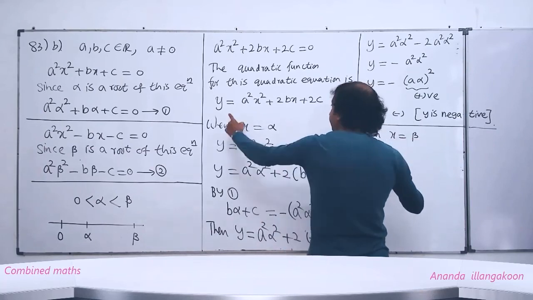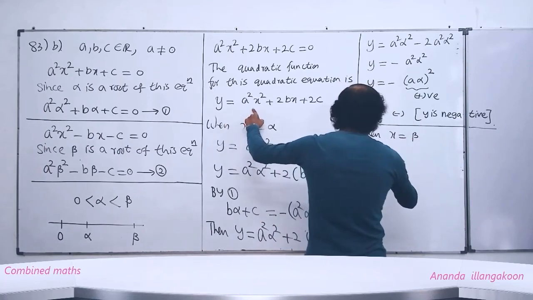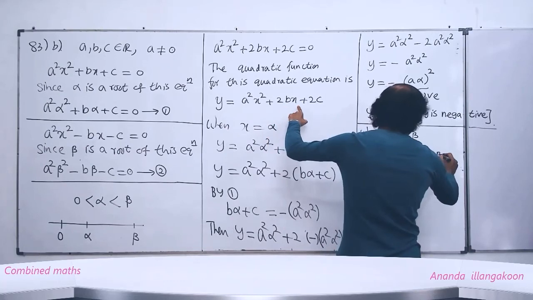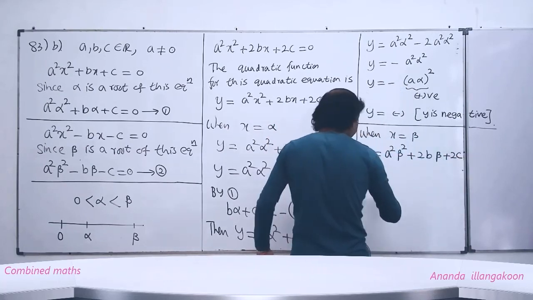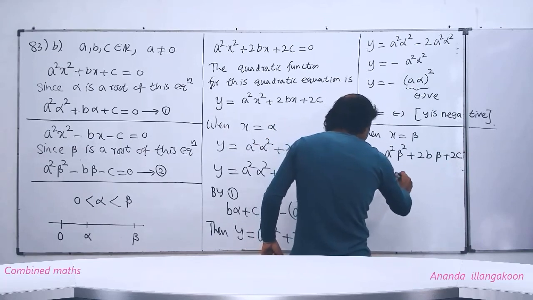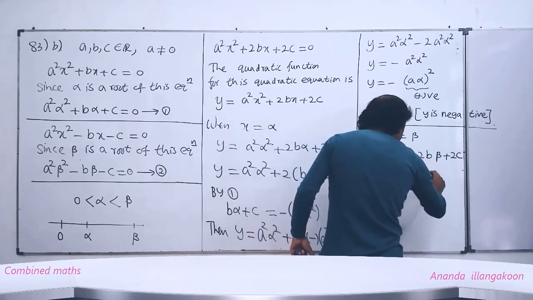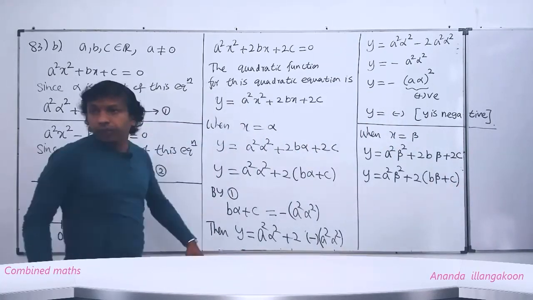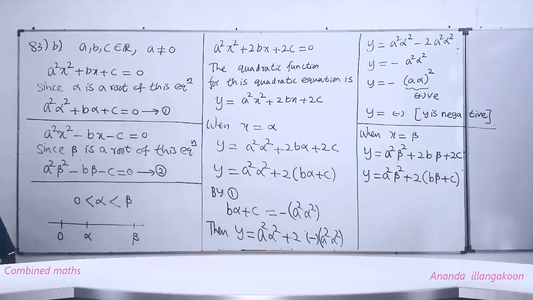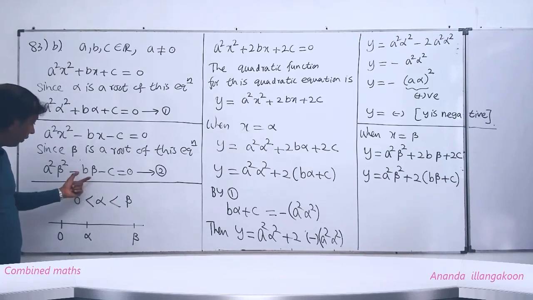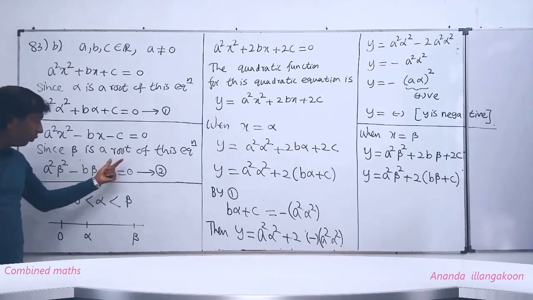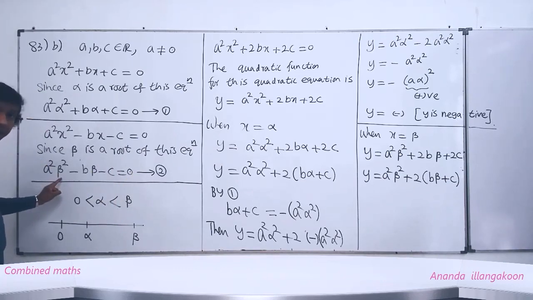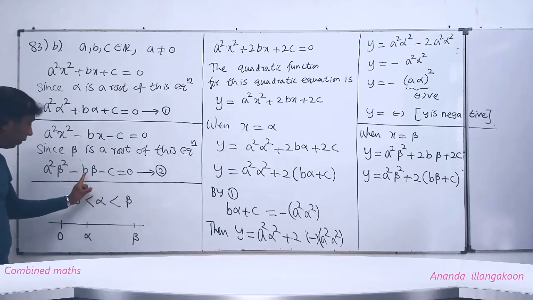When x equals beta, what do you get? y equals a squared beta squared plus 2b beta plus 2c. Take this 2 out, b beta plus c. People, by number 2, this minus b beta and minus c, when you take to the right hand side, both will be plus, no? Then what do you get? a squared beta squared is equal to b beta plus c.